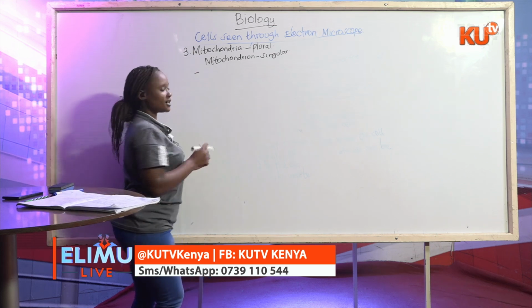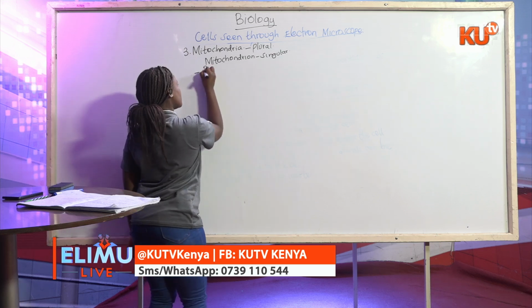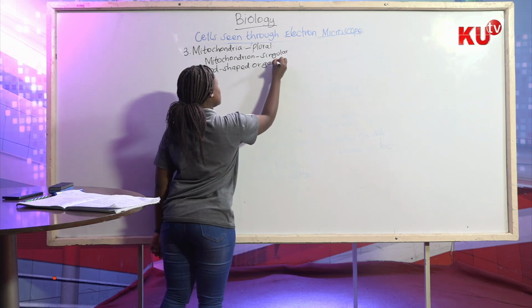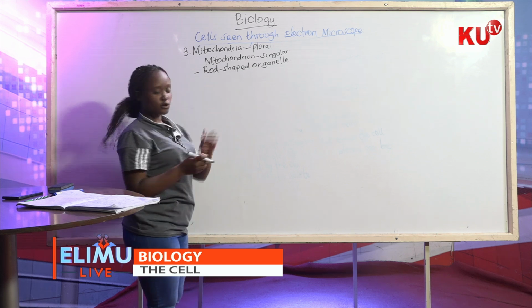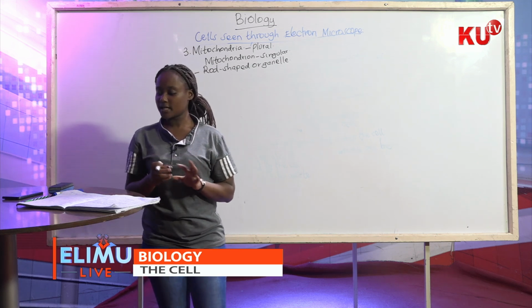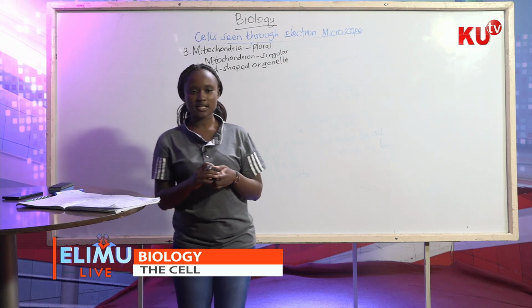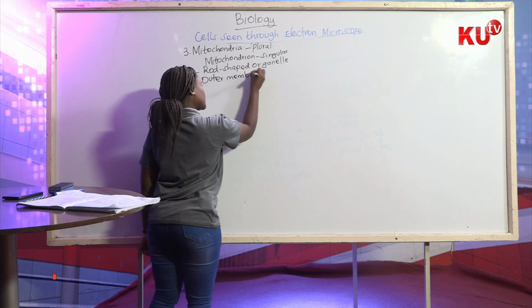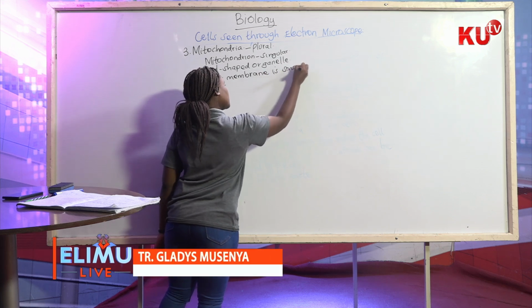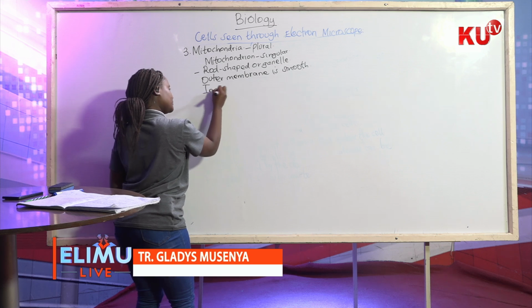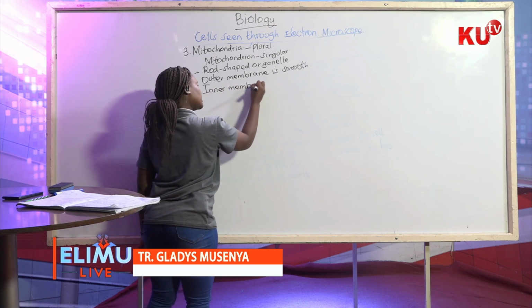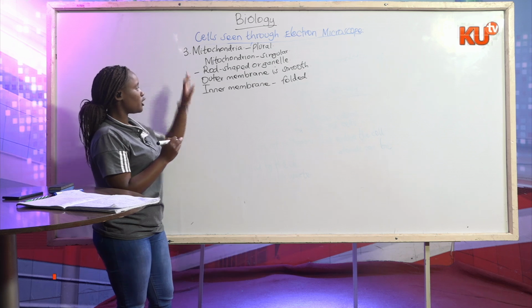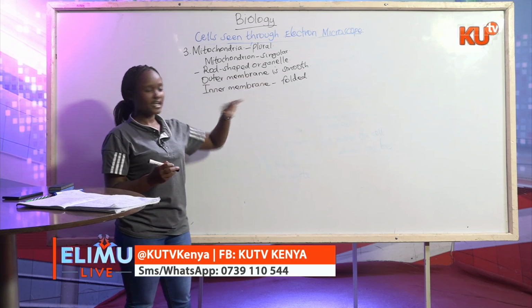Now, the mitochondrion is a rod-shaped organelle. It is made up of a smooth outer membrane and a folded inner membrane. So the outer membrane is smooth, but the inner membrane is folded. So the inner membrane of the mitochondria is folded, while the outer membrane is smooth.